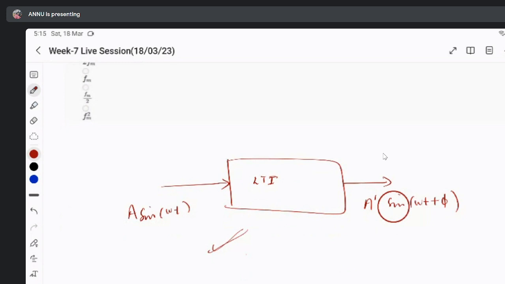So in FM, what do we have? Fc plus delta f, Fc minus delta f. Yes, you are right, sir, the frequency should be the same in that case. Phase will be different. So phase modulation is LTI, but frequency modulation is not LTI.